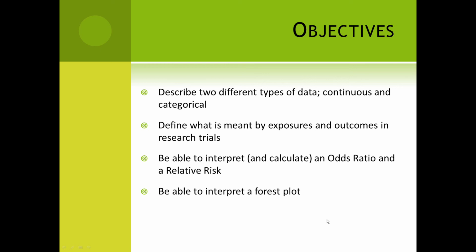So what we'll do today is we'll look at two different types of data, continuous and categorical. We'll have a look at what is meant by exposures and outcomes in the context of research, and we'll look at interpreting and calculating odds ratios and relative risks. We won't focus on the forest plots this afternoon, but as I said, there'll be another session that will have a closer look at those.